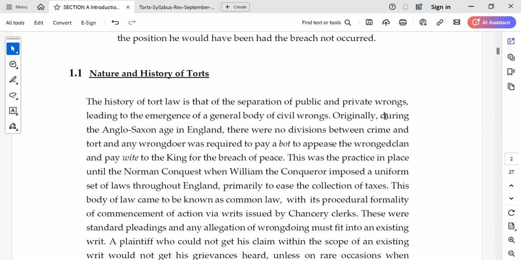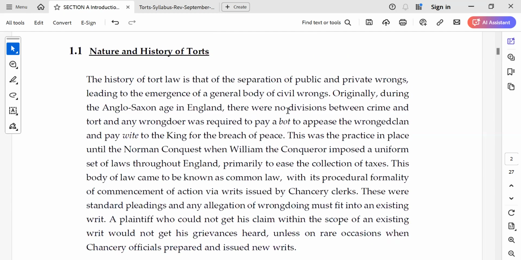So that's the introductory part. Now coming to the first part, that is the nature and history of torts. What is the nature, and how has the history of torts developed? Historical background we will learn, and this may be a bit boring, but from the exam point of view not so important. But for our knowledge purposes, we will read through.